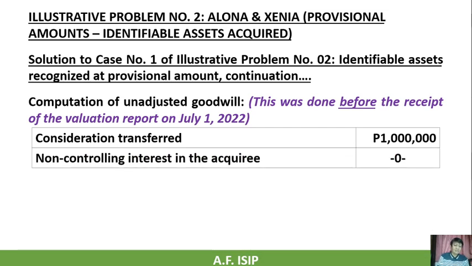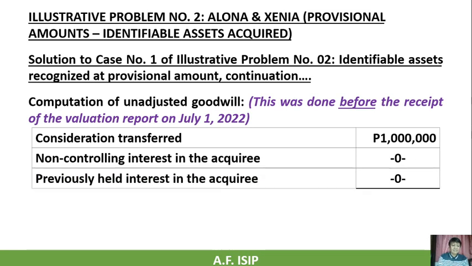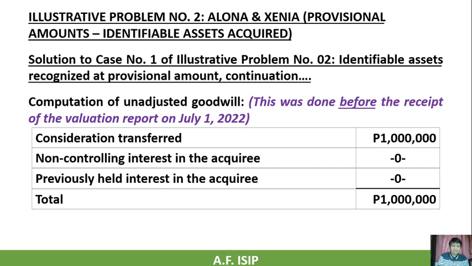So the non-controlling interest in the acquiree is 0. Why? Because there is no non-controlling interest. Alona acquired 100% of Xenia. In the same manner, there is no previously held interest in the acquiree because this is not a business combination done in stages. There is no previous investment by Alona in Xenia. So the total amount is 1 million pesos.